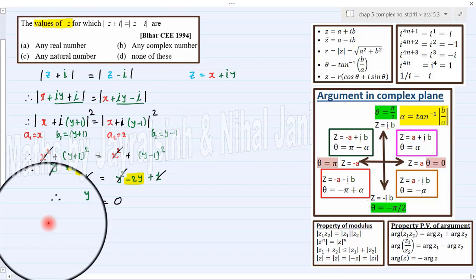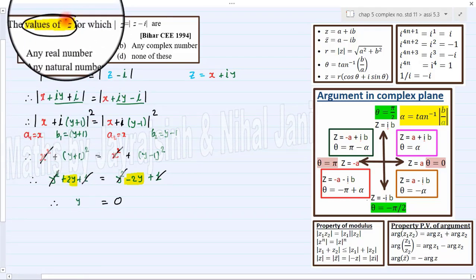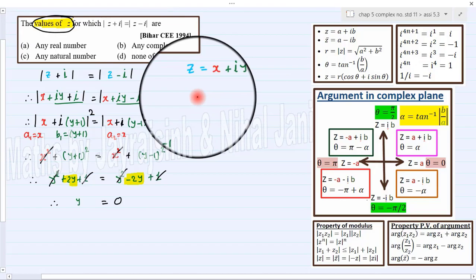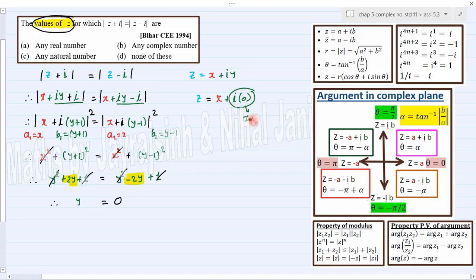Now, if you remember, we have to find the value of z, and we assumed that z is x plus iy. So we can say your complex number will be equal to x plus i0, or we can say your imaginary part is 0. So your complex number can be any real number.